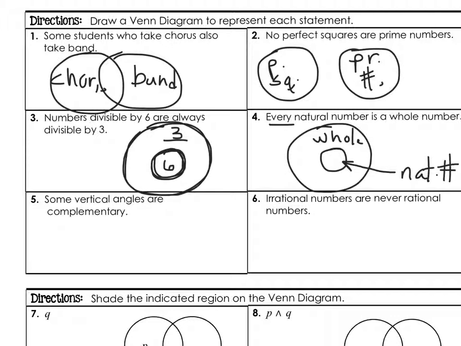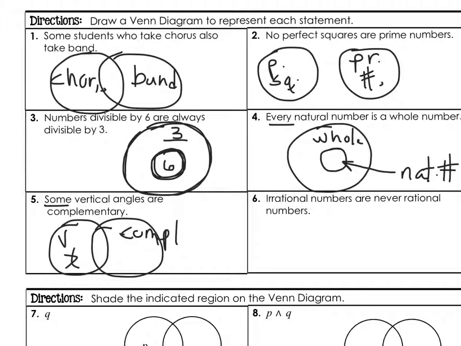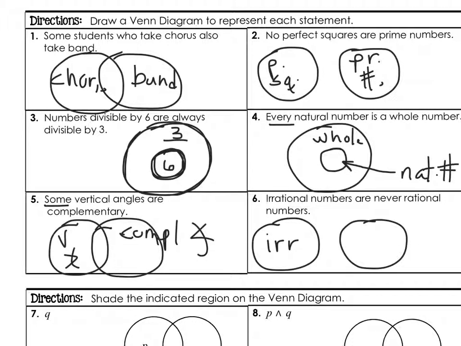Number 5, some vertical angles are complementary. Some implies an overlap, so we would overlap those. So we'd have vertical angles and complementary angles. All right, number 6, irrational numbers are never rational numbers. So here we would have two circles not overlapping, and we'd have irrational and rational.